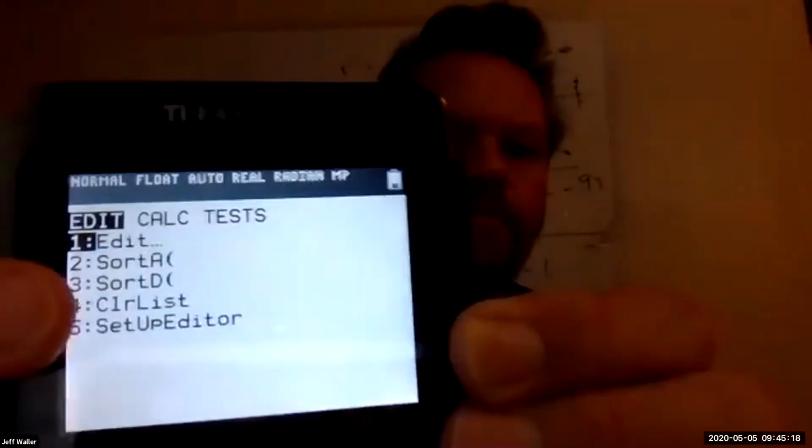That one. Okay, all right. Now, how do we make the calculator calculate the line of best fit and the R value? I want to make the calculator calculate something, right? So stat, calc.